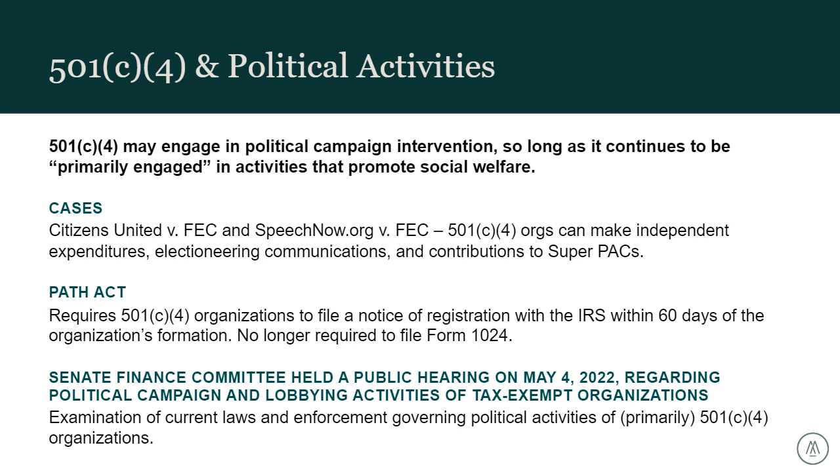So I'm going to give some quick high-level background to explain how we got to where we are today. 501(c)(4) organizations are allowed to engage in political campaign intervention. However, they must continue to be primarily engaged in activities that promote social welfare. Now, primarily engaged is in quotes because we don't necessarily have a definitive definition of what the threshold of activities is for what's considered to be substantially doing political campaign intervention.